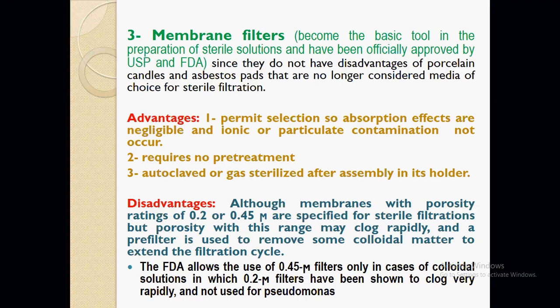بعد احنا ليش ما نستخدم من البداية 0.2 microns? If we use 0.2 microns for every solution to be sterilized, the filtration rate is very slow, كلش بطيئة. So the FDA allows the use of 0.45 microns filter only in cases of colloidal solution in which 0.2 micron filters have been shown to block very rapidly and not used for Pseudomonas.